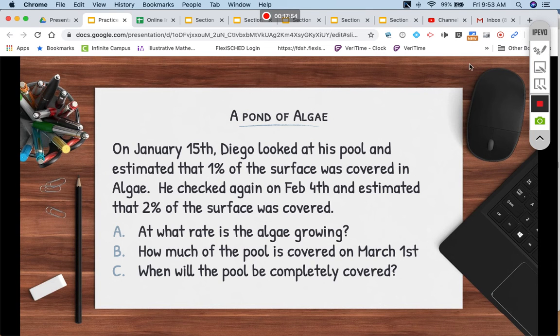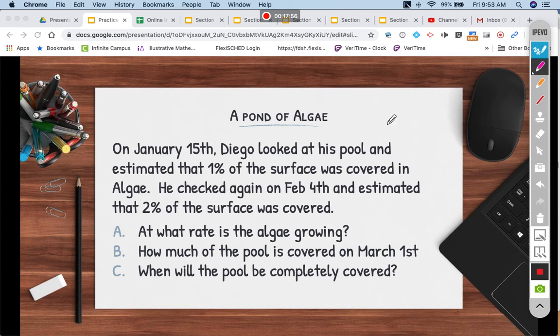A pond of algae. January 15th, Diego looked at his pool. Estimated 1% was covered in algae. Checked on February 4th. Estimated about 2% of the surface was covered. And we're wanting the rate the algae is growing, how much is covered on March 1st, and when will it be completely covered. So again, try to do this on your own. Pause the video. Do it on your own. Come back and I'll walk you through it.